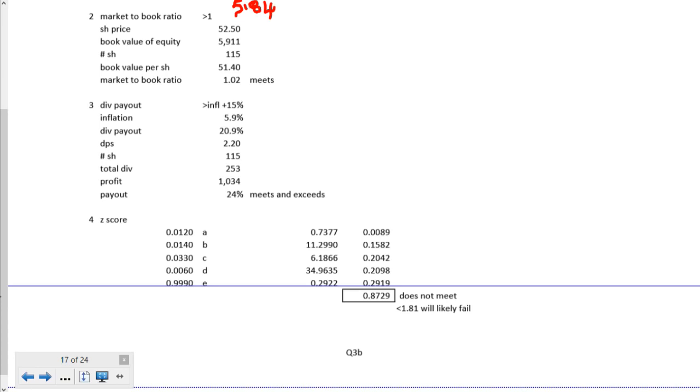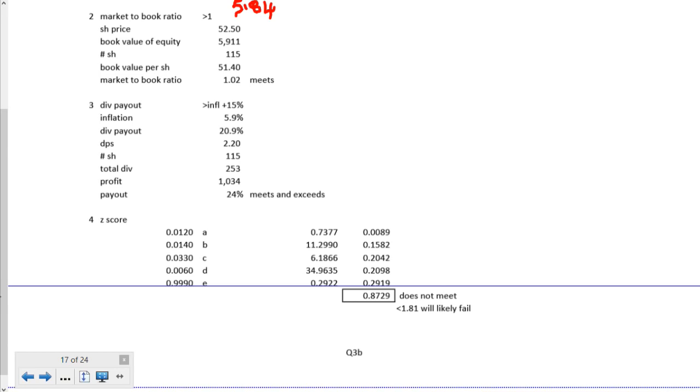Number 2, it was more than 1. It was good. Number 3 was more than 20% or 21%. It was good. Number 4 was the Z-score. The Z-score should be more than 1.81 if there's any chance of success, because less than 1.81 is fail.